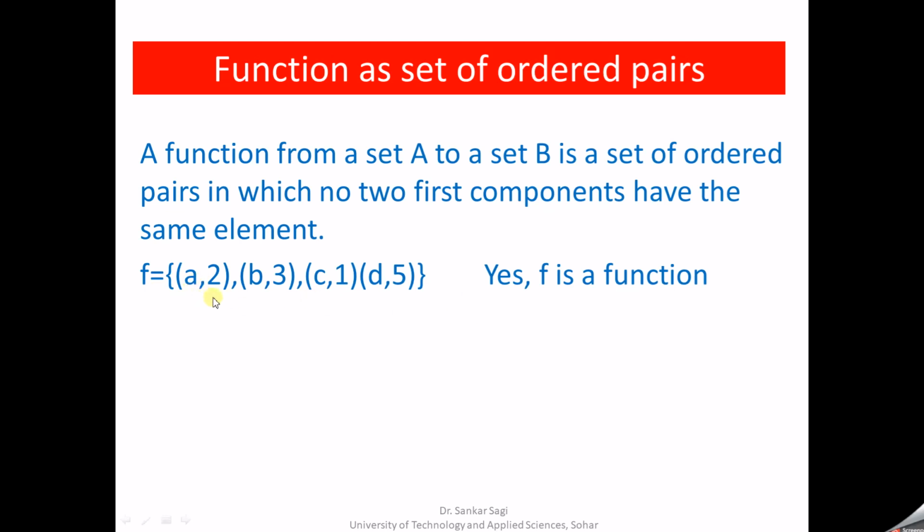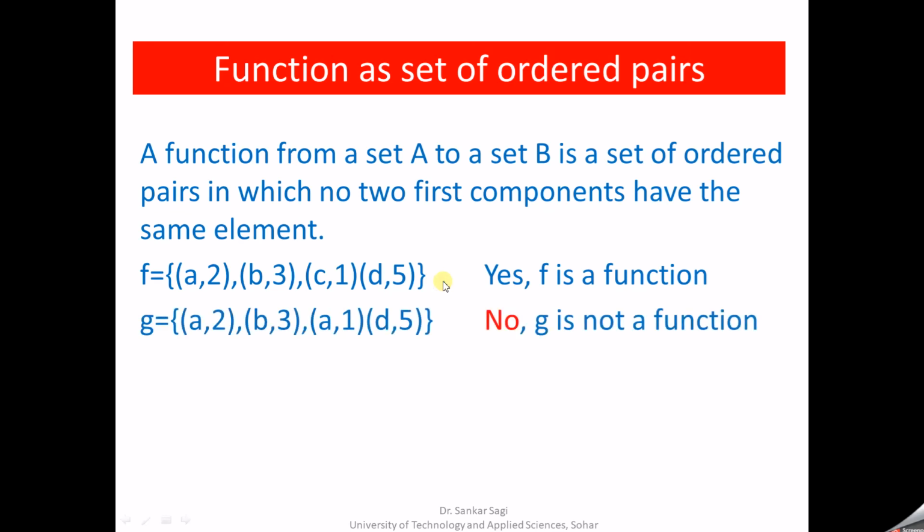And here no two first components of the ordered pairs are the same. Here A and B are the first components, and they are not the same. Similarly, A, C are not the same, A, D are not the same. So no two first components are the same. Therefore, this qualifies to be a function.